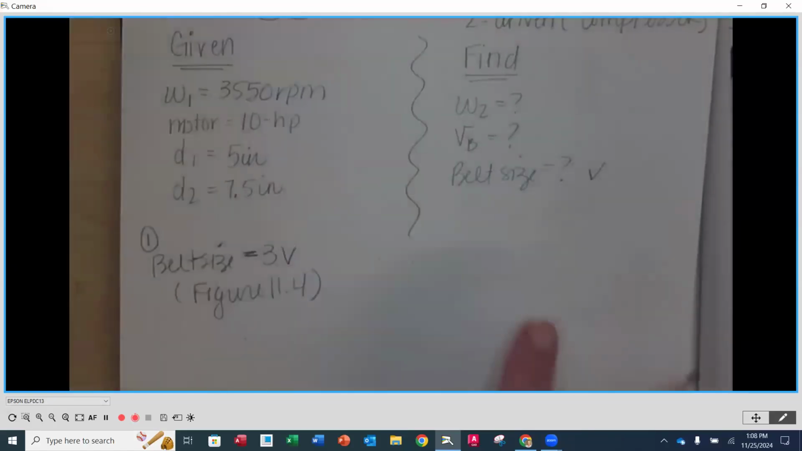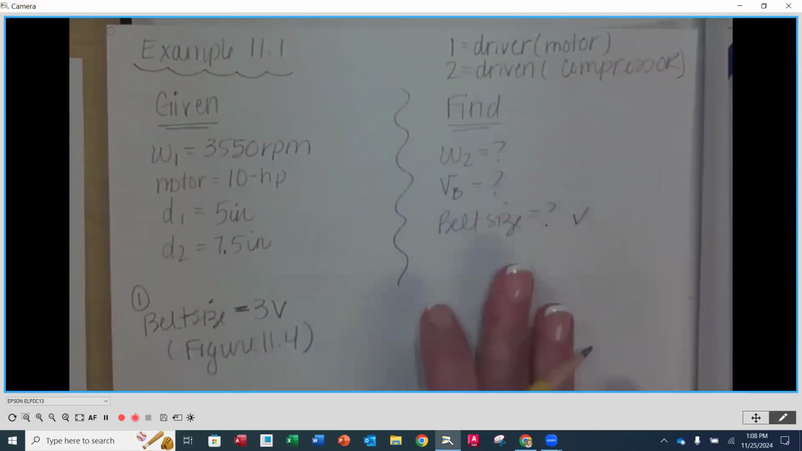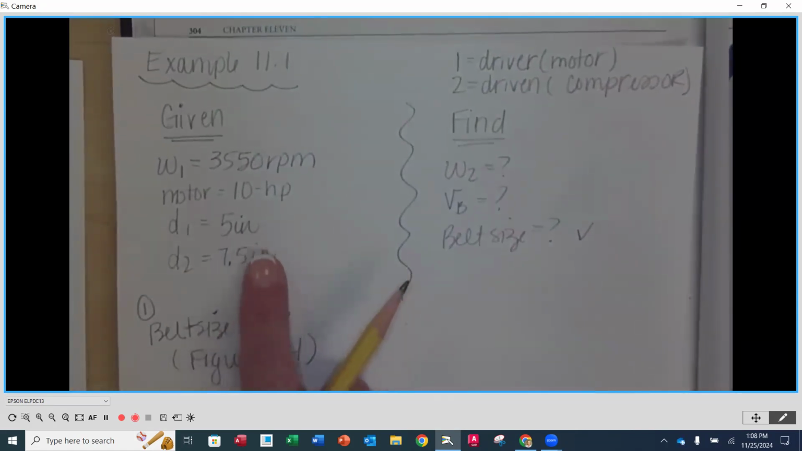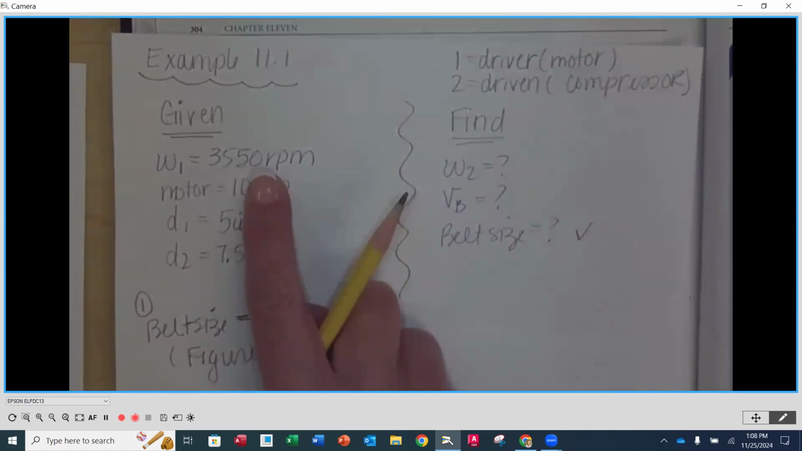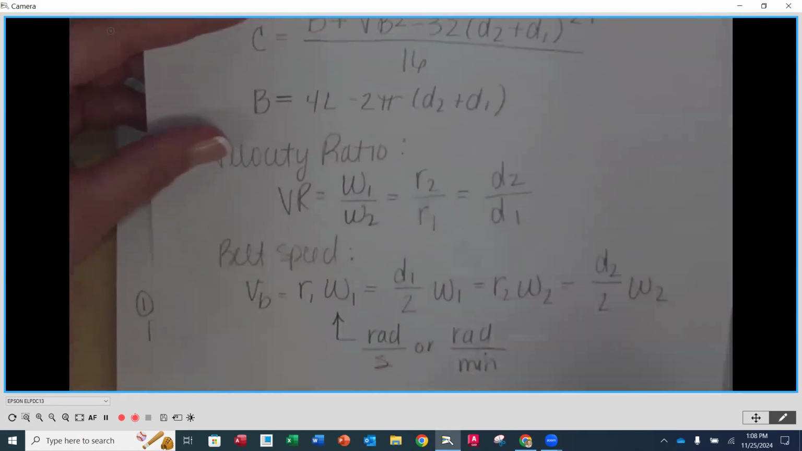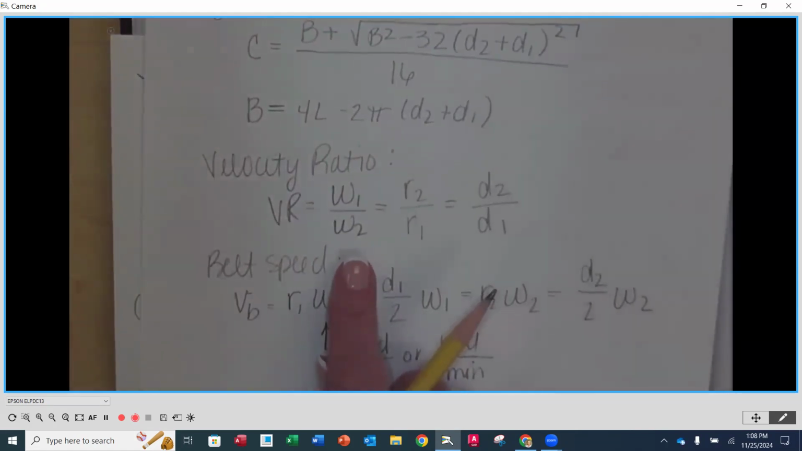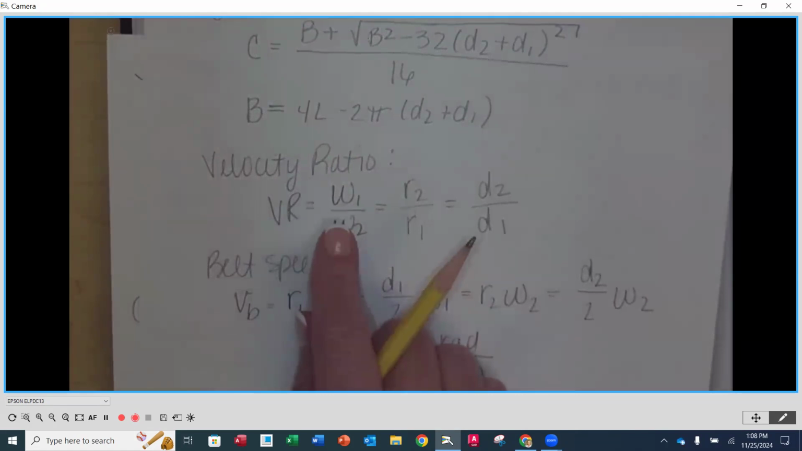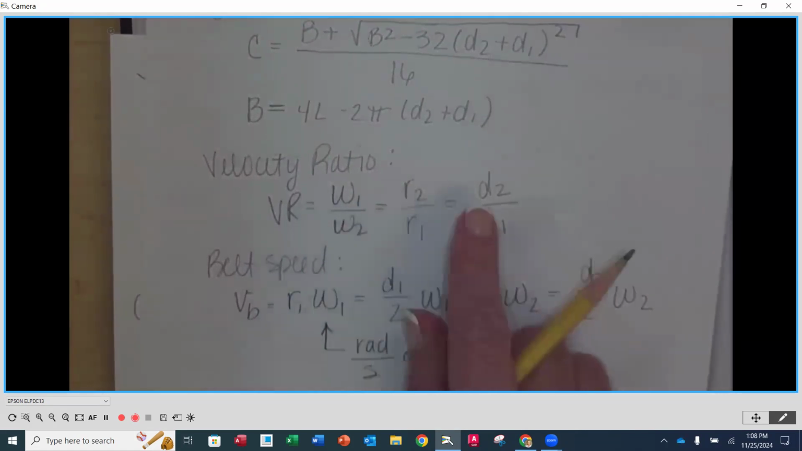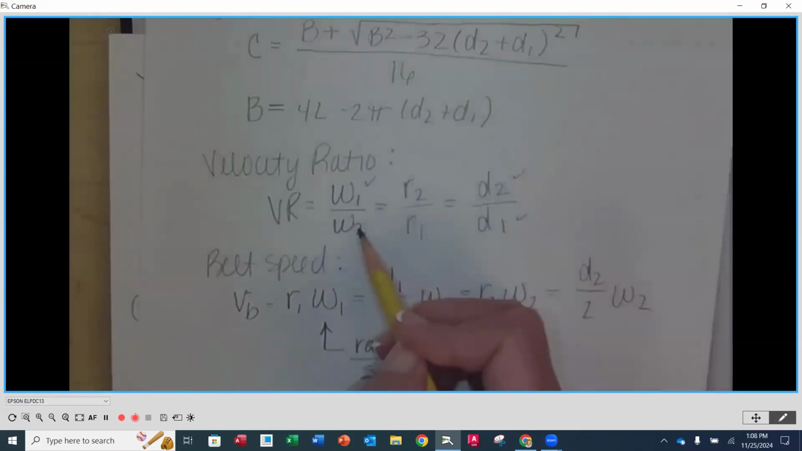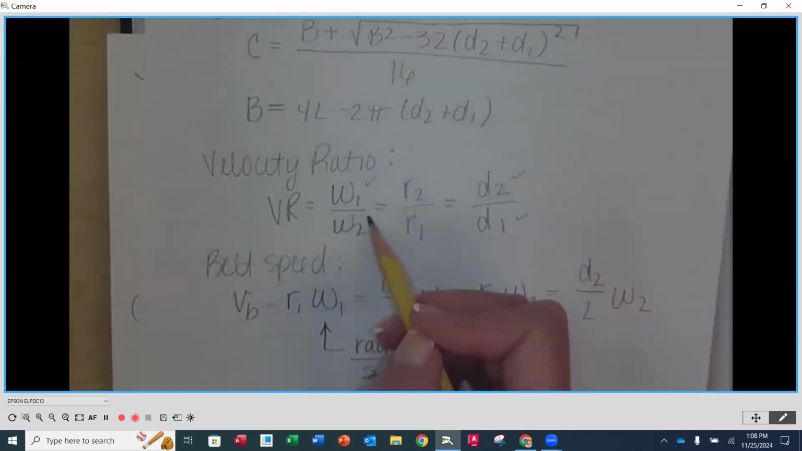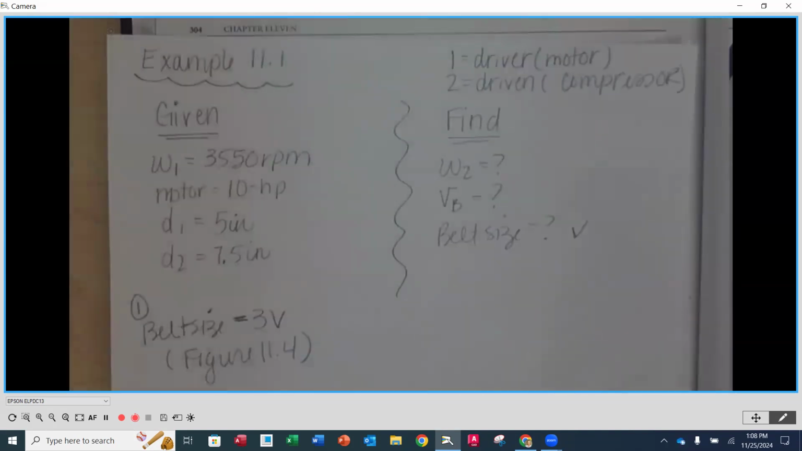Now, for instance, if we wanted to find W2, we know the diameters of both of the pulleys, right? We know the diameter coming off of the motor. We know the diameter that's going to be going to the compressor. So we know both of these diameters and we know the input RPM. So what we could do is use our velocity ratio relationship, where we can take the W's and set them equal to the diameters. We know diameter 2, diameter 1, and we know W1. All we have to do then is find W2, right? Okay, so let's set that up as a ratio.